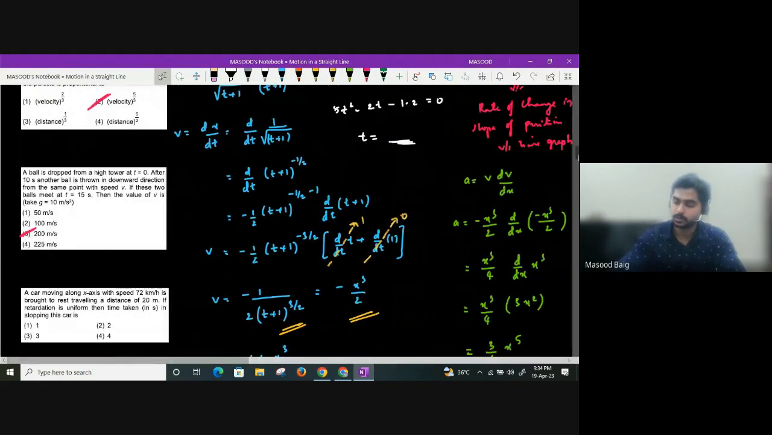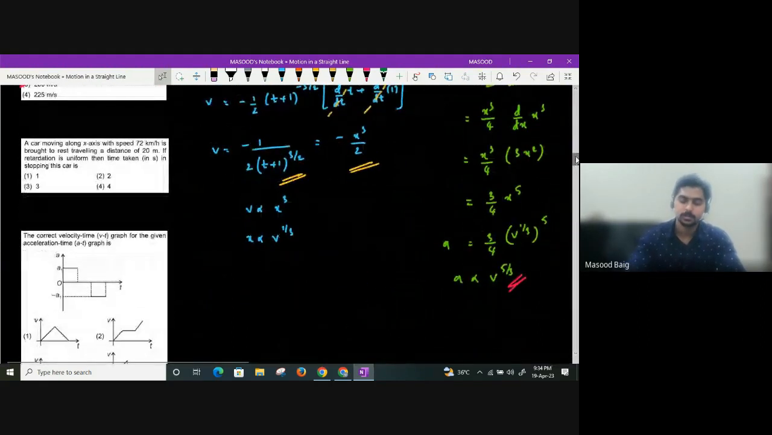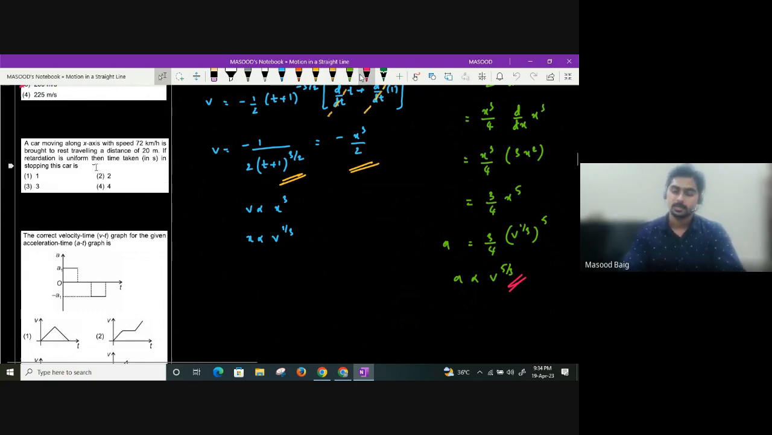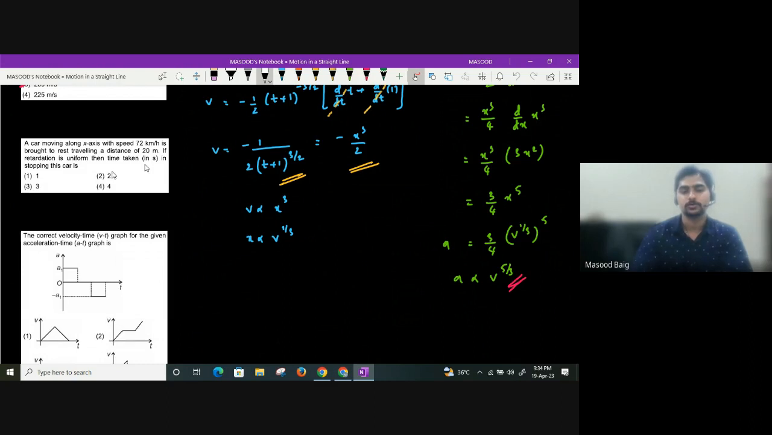Let us move to the next question, guys. A car is moving along x-axis with speed 72 km per hour, is brought to rest traveling a distance of 20 meters. If retardation is uniform, they are asking the time taken in stopping the car, right? So displacement is given, initial velocity is given, right? So can we find out the time taken? Acceleration also we should find out first, right?